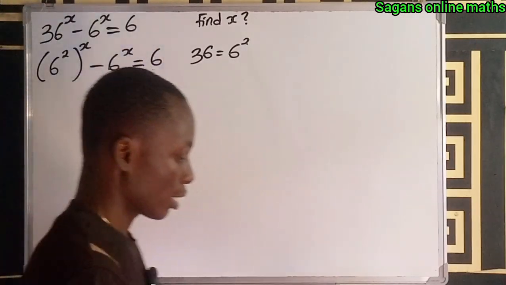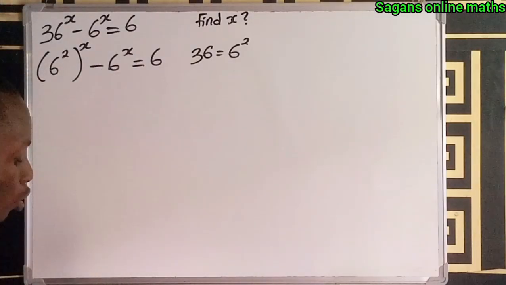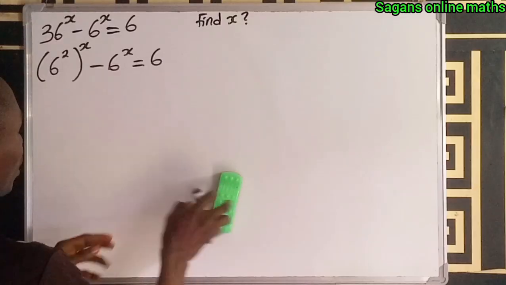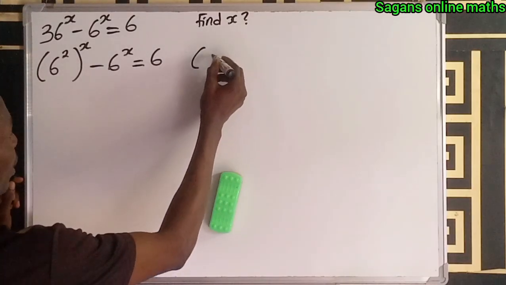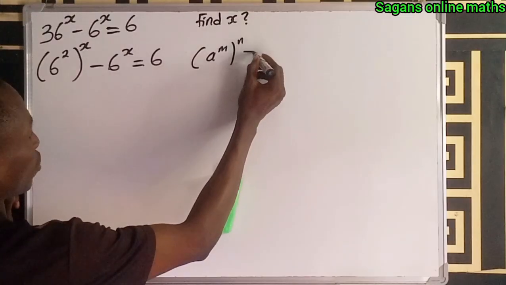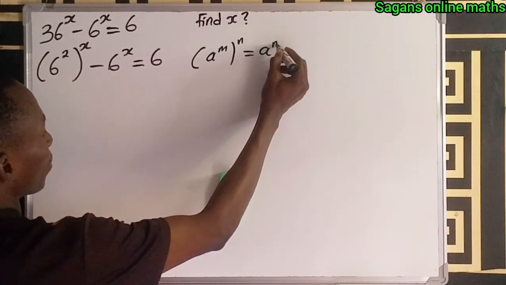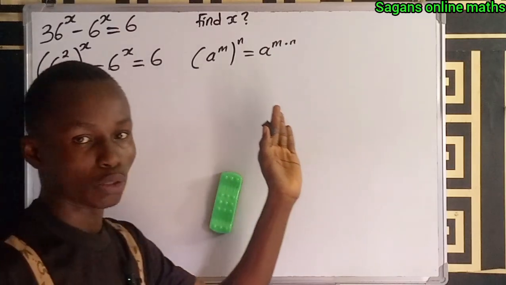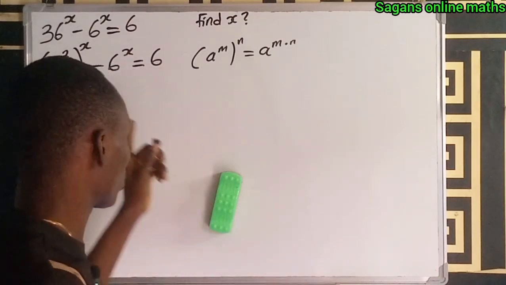Now at this point, we are going to remember one of the properties of indices. We state that a to the power of m, all to the power of n, is equal to a to the power of m multiplied by n. This is one of the properties of indices, which will help us here a lot.